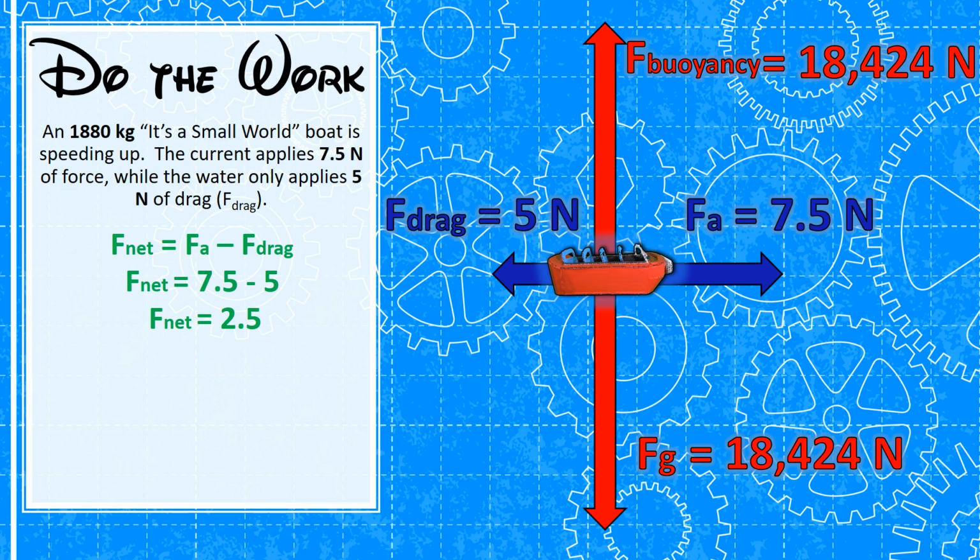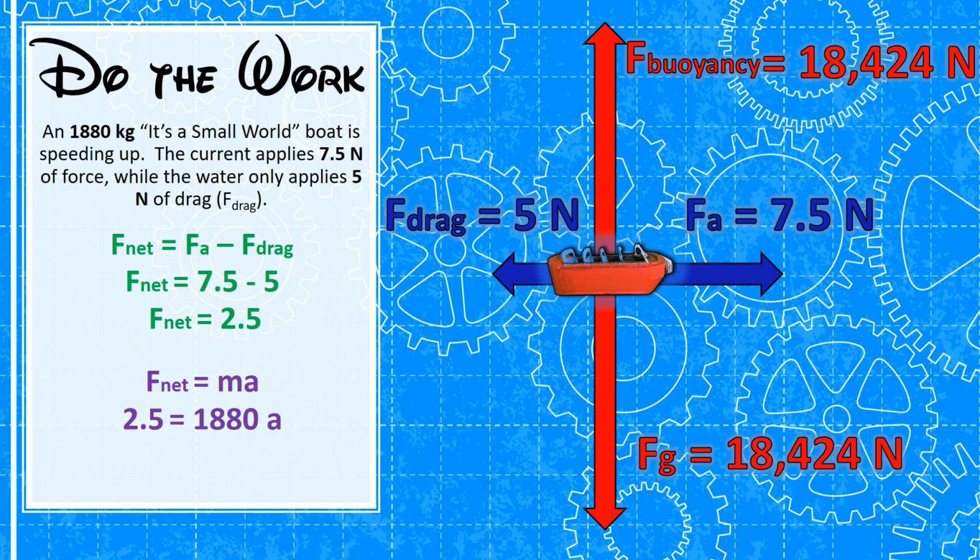Based on the forces acting on the boat and the mass of the boat itself, I can find its acceleration. The net force is either the difference with forces or it's Newton's second law, the product of mass and acceleration. So in this case, I know my net force is 2.5. I know my mass is 1,880 kilograms, so I can solve my acceleration.